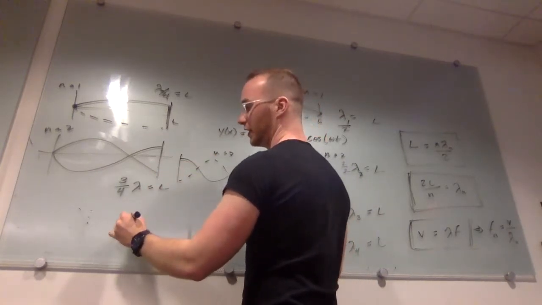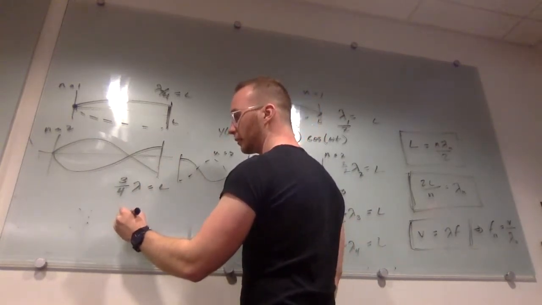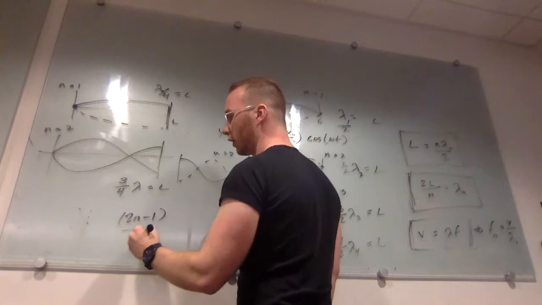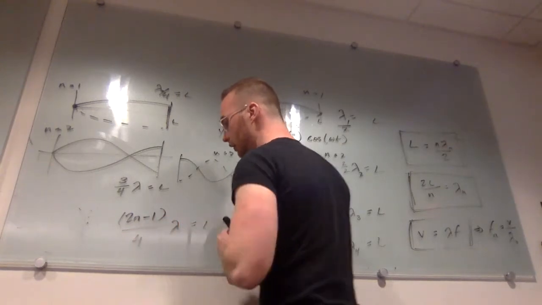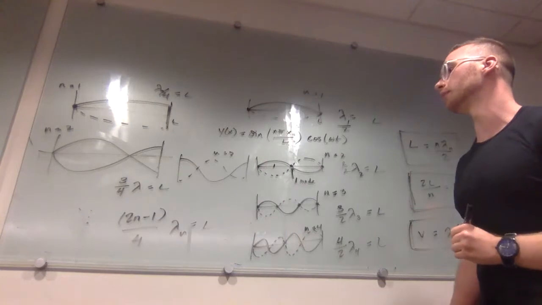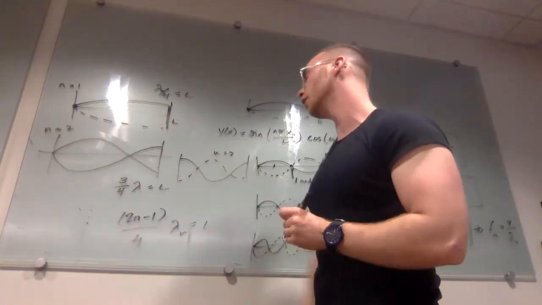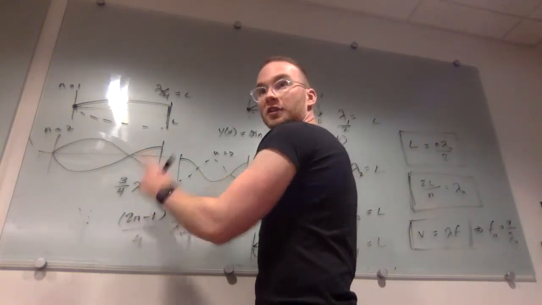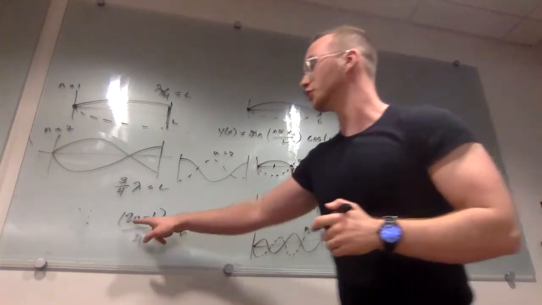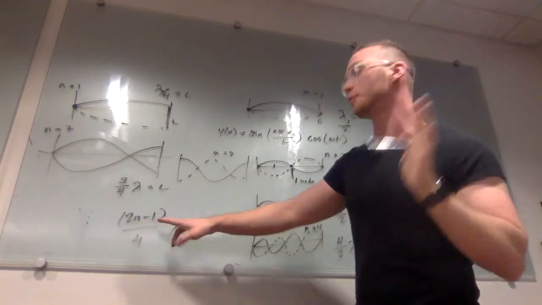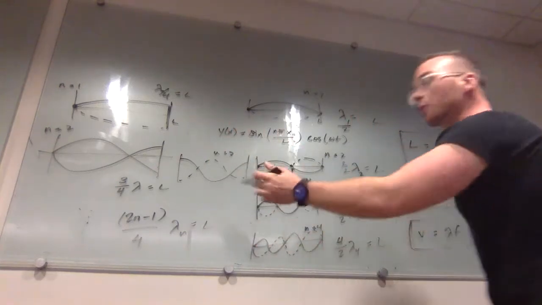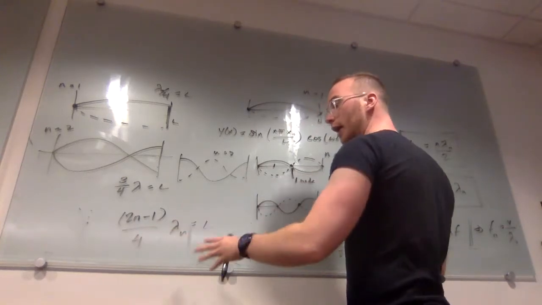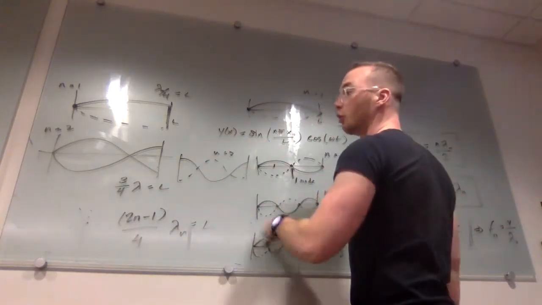So the actual expression, let's see, I think it's (2n minus 1) over 4 lambda. 2n minus 1: if n equals 1, it's 1. If n equals 2, it's 3. Remember we used this for the sine Taylor expansion. This means odd numbers, which comes in handy a lot. 2n is of course even numbers, but 2n minus 1 gives you odd numbers. There's a 4, which is kind of annoying, but this is for closed-open.